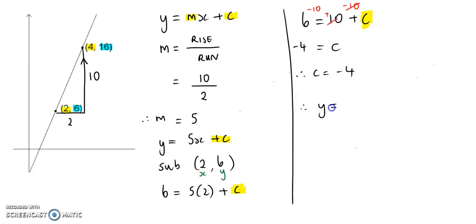And therefore, I actually know my rule overall, because I found my m value and I found my c value. I'm just going to clean up this equation so that instead of saying add a negative, it says subtract.